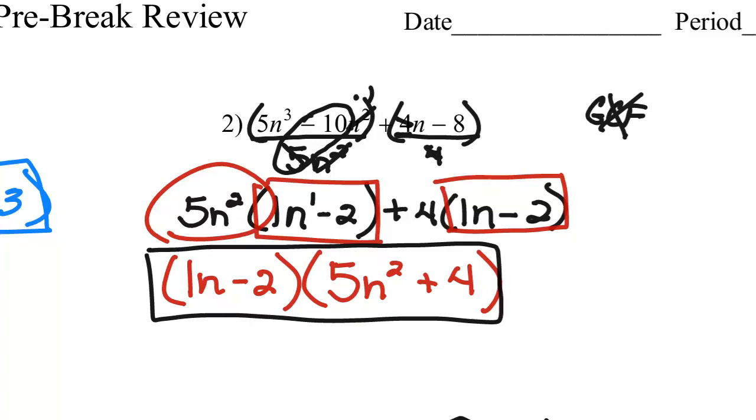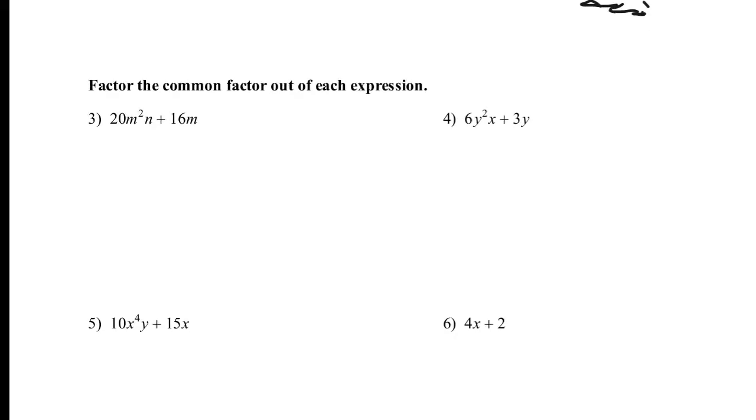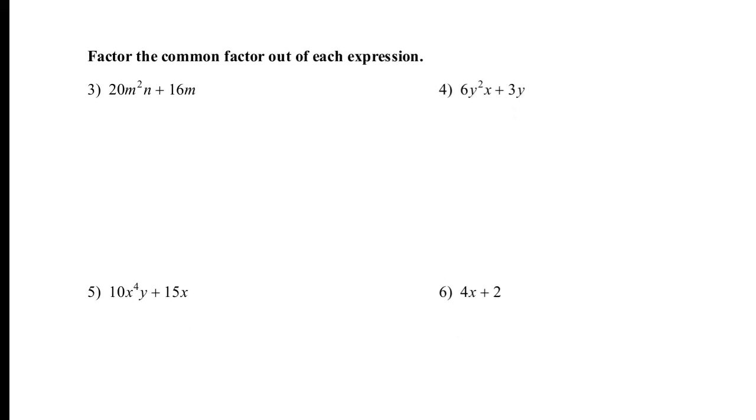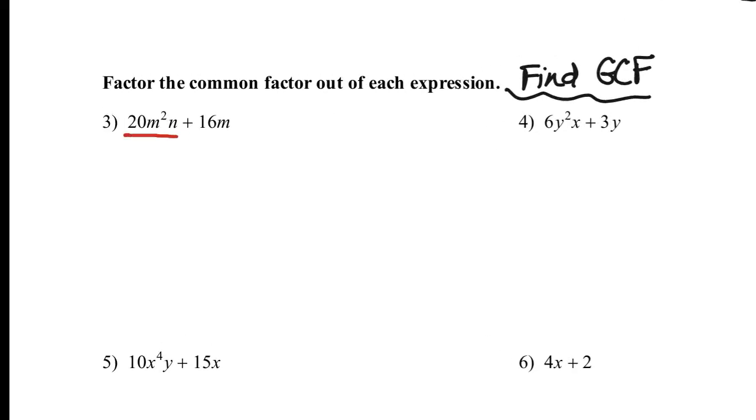What questions do you have about that particular problem? Okay. Just for time's sake, let's see if we can do these next ones together. But I'm going to rely on you guys to help me. It says factor the common factor out of each expression. Factor the common factor. So basically they're saying find the GCF. So we're going to factor it out, and then we are going to write what's left. So as I look at these, okay, what is my common factor? What is it?